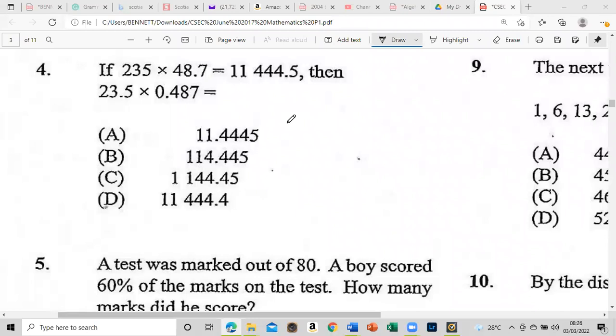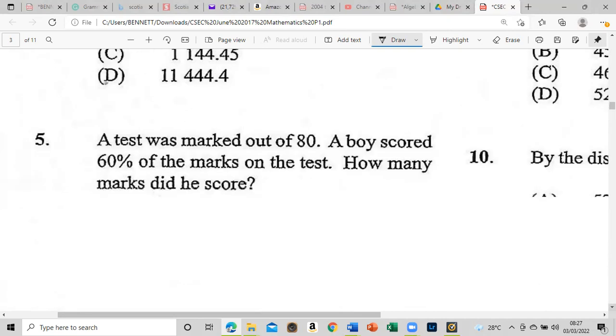Alright, let's look at number 4. And it says if 235 times 48.7 is equal to 11,445.5, then 23.5 times 0.487 equals what? Guys, they do not expect you to sit down and multiply everything. What they expect you to do is to count the total number of decimal places. So this one has 3 decimal places, and this one has 1. So 3 plus 1 is 4. So it should be this. All right.